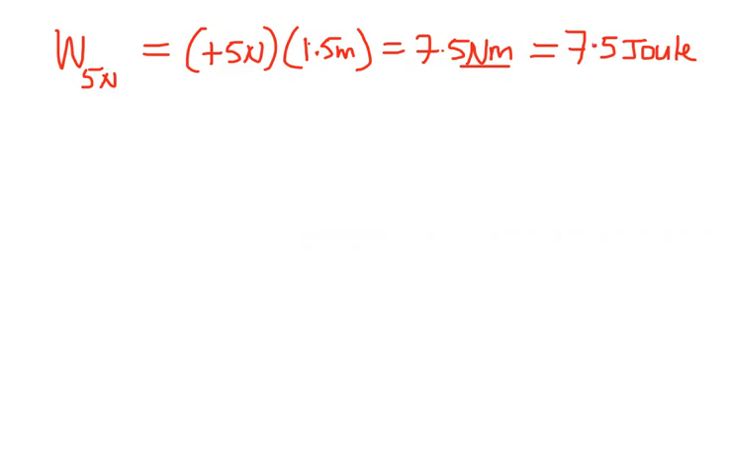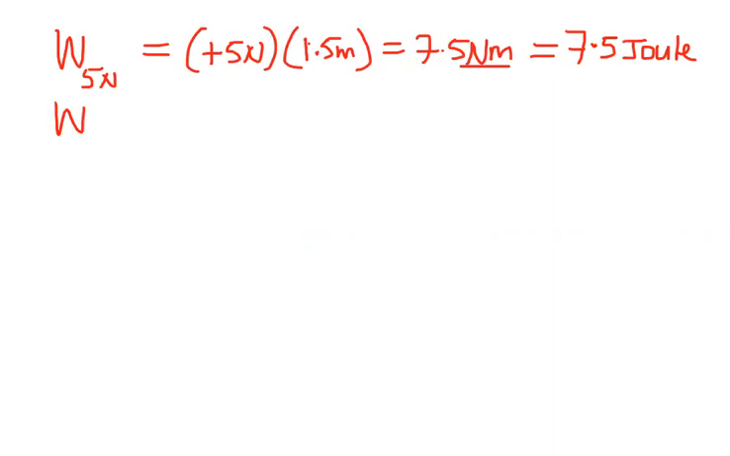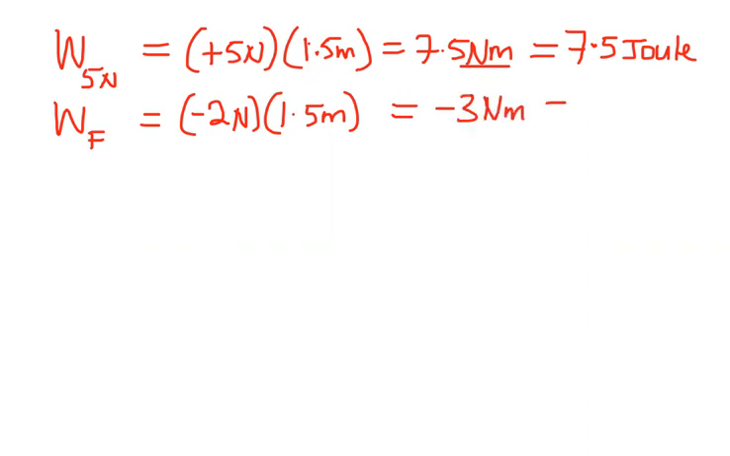All right. Now let's move on to the other force, the frictional force. What is the work done by the frictional force? The force of friction is acting to the left, so it will be minus 2 newtons, times distance 1.5 meters. If you do this, you're going to get your answer as minus 3 Newton meters. And remember, a Newton meter is a joule, so minus 3 joules.